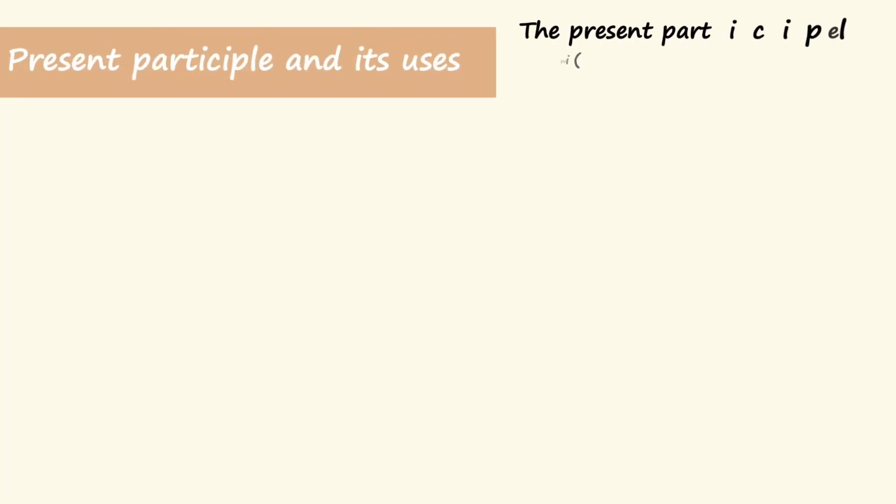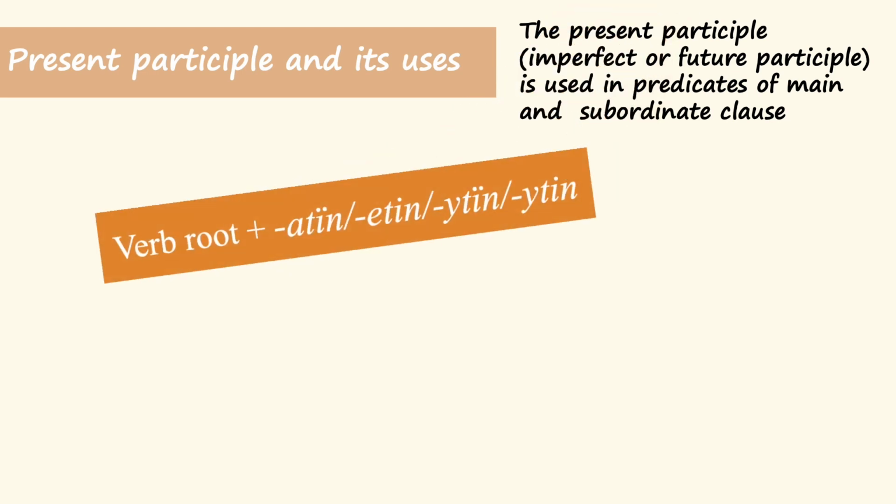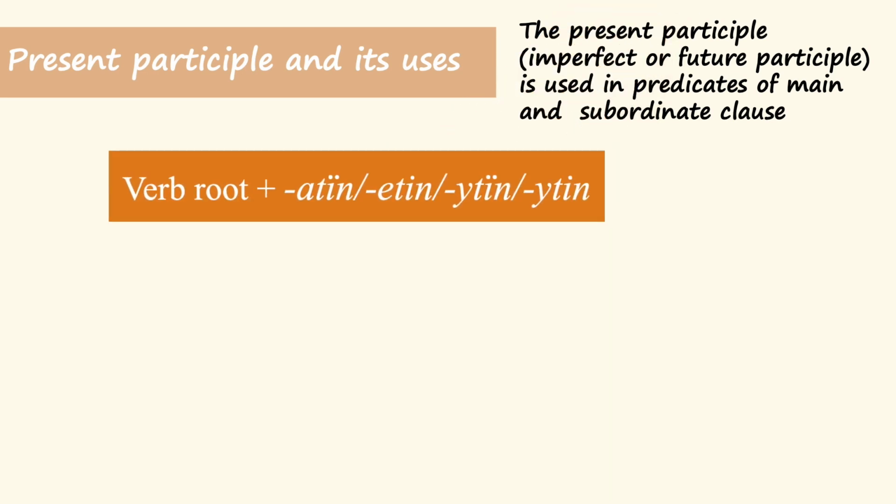The present participle, also known as an imperfect or future participle, can be used in the predicates of the main clause and the subordinate clause. It is formed by adding the suffix атын, етін, итін, or йтін to the verb roots. The usage rules are simple.